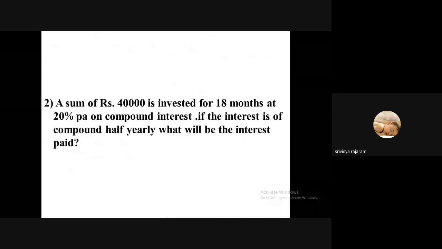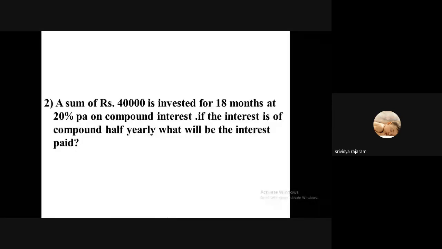So the next problem is a sum of rupees 40,000 is invested for 18 months at 20% per annum on compound interest. If the interest is compounded half yearly, what will be the interest paid? So this is an easy sum if you are listening to my class so far. So you can solve it. Try to solve it. Let me see what is the answer.